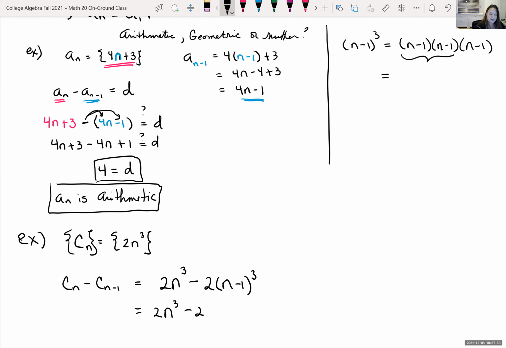Okay, so distributing for these first two parentheses, we get n squared minus 2n plus 1, all times this n minus 1. Distributing, I give myself more room. n times n squared is n cubed. n squared times -1, so minus n squared. Now distribute our -2n to both terms in the second parentheses. We get -2n squared plus 2n. And now distribute 1 to each term. So plus n minus 1.